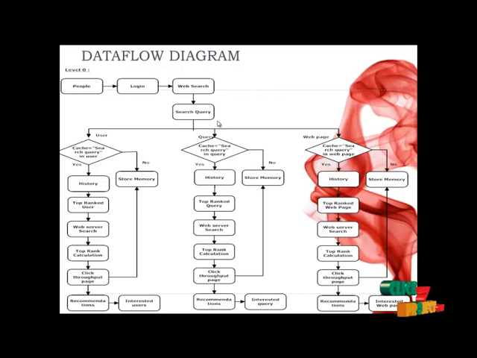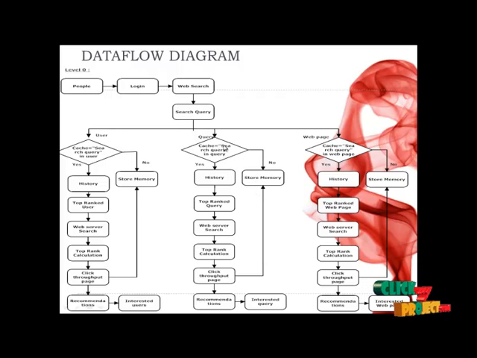Data flow diagram: the people log in to the web server, then perform a web search with a query. That query is split into three types: one is a user, one is a query, and another is a web page. If the user enters a website, we check the cache memory for the search query. If the cache memory has it, it is stored in memory. Otherwise, it goes to history, top ranked user, then web server search, then top rank calculation, then click-through page, then recommendation page. That recommendation page is applied to interested users.